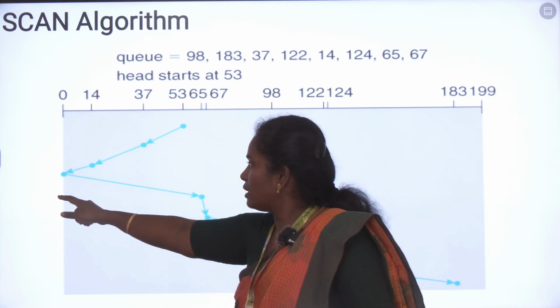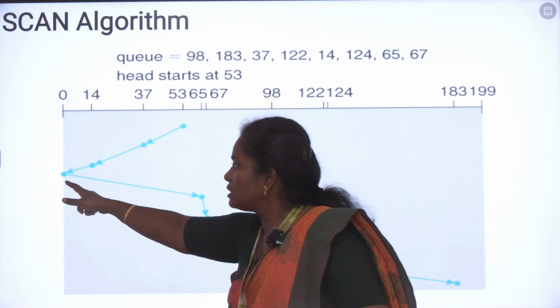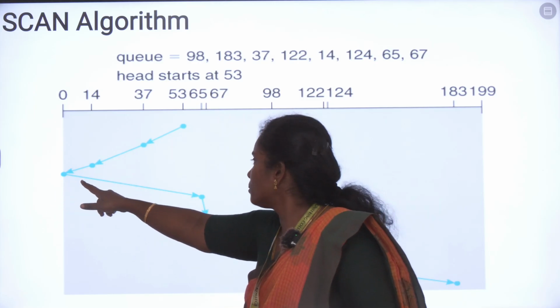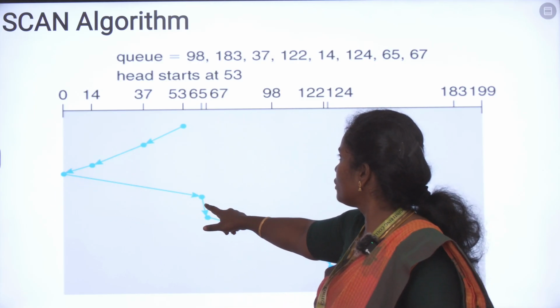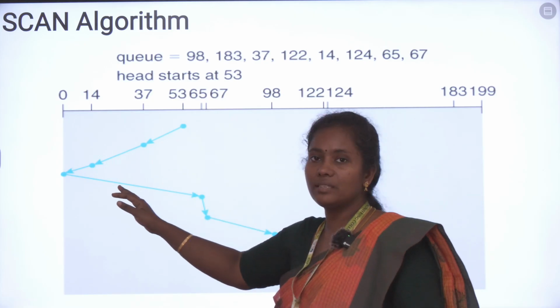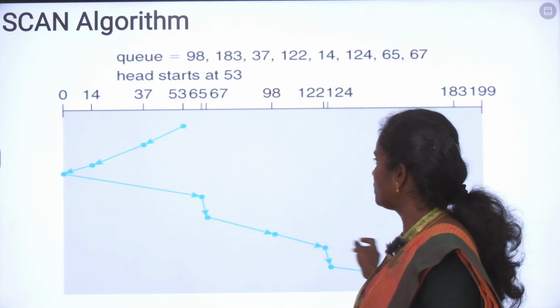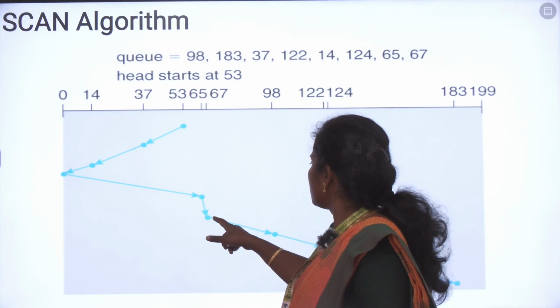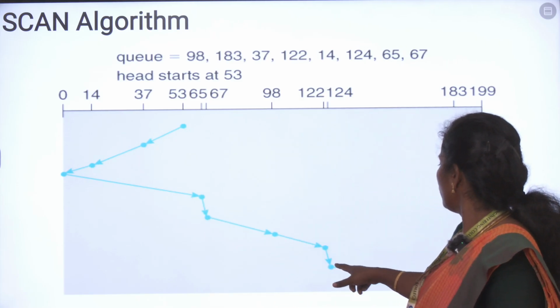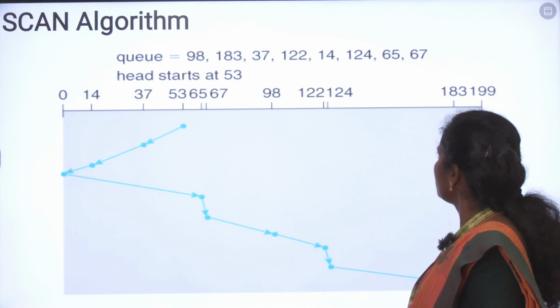There is no request at 0, but even though there is no request, I am reaching the end. That is the scan algorithm. Then it moves to 65, and reverses the direction and scans the entire cylinder range in the other direction: 65, 67, 98, 122, 124, and then 183.